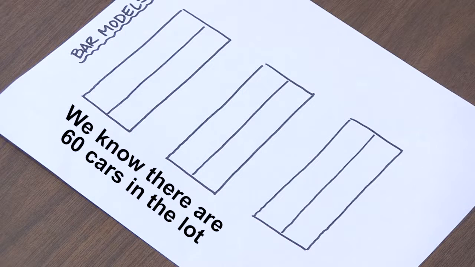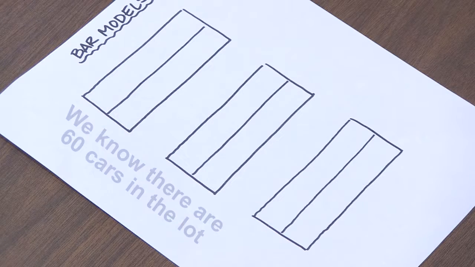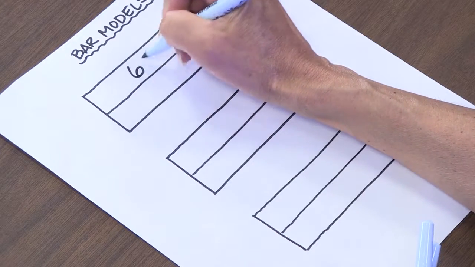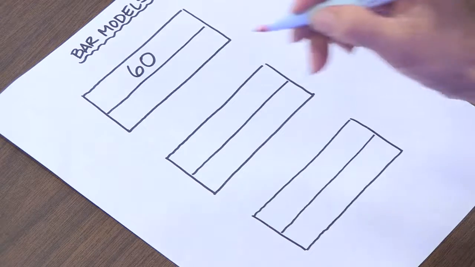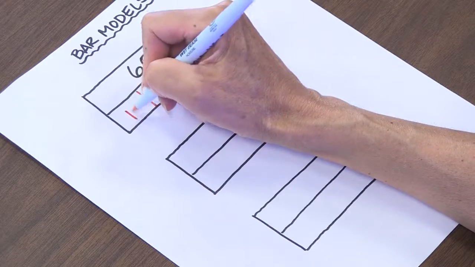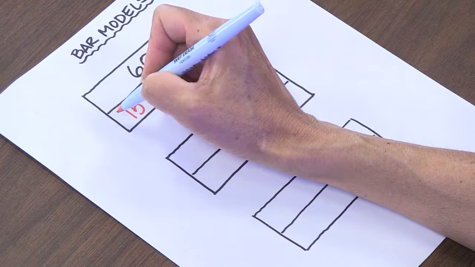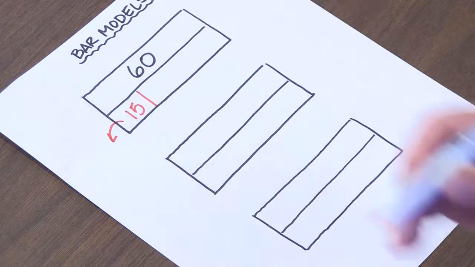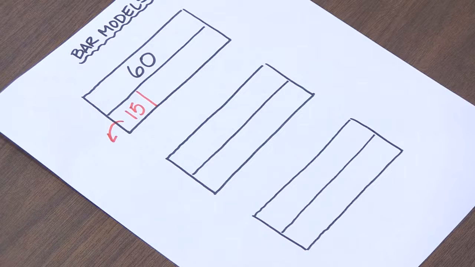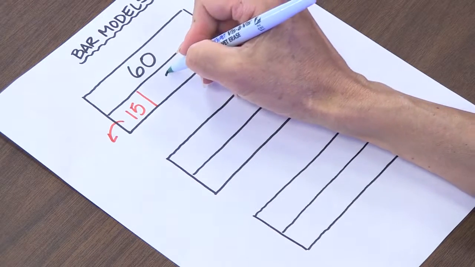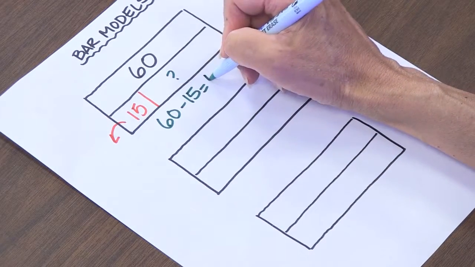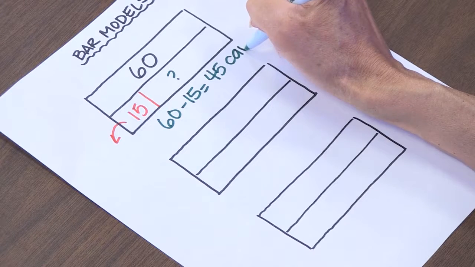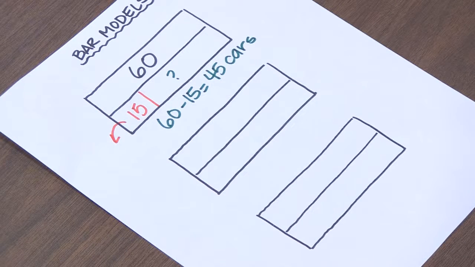We know there were 60 cars in the lot. So let's put 60 in our whole box. We also know that after the first hour, 15 cars left. So let's write 15 in a part box with an arrow to show that 15 is being removed from 60. What is our equation? 60 minus 15 equals what? 45 cars. What is the second step?